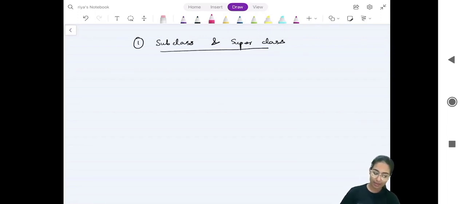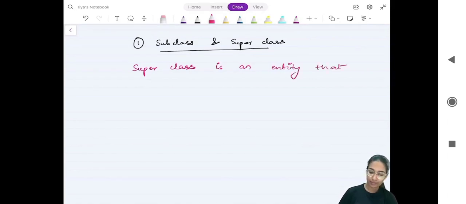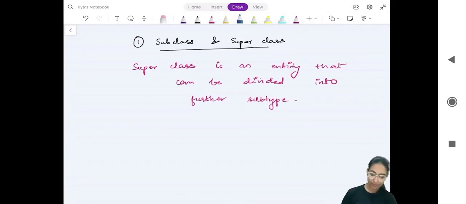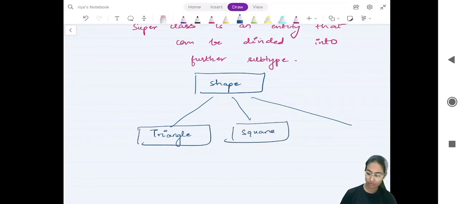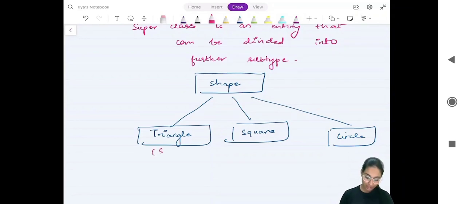Okay, so we can say that a superclass is an entity that can be divided into further subtypes. For example, consider the shape superclass. It can be divided further into triangle, square, and circle, correct? Over here, what you will realize is that the superclass basically has subgroups. These are all subgroups.